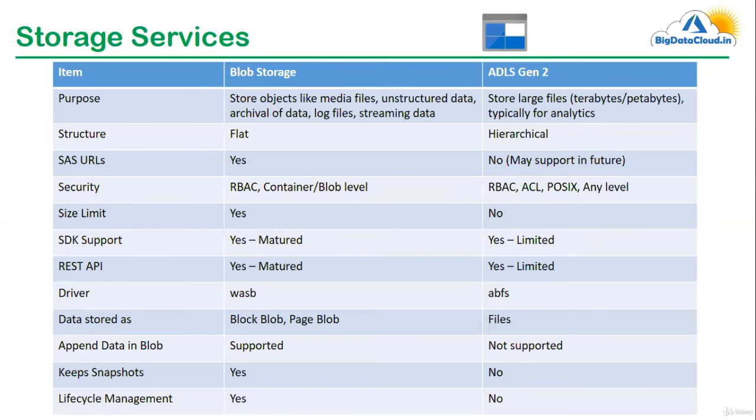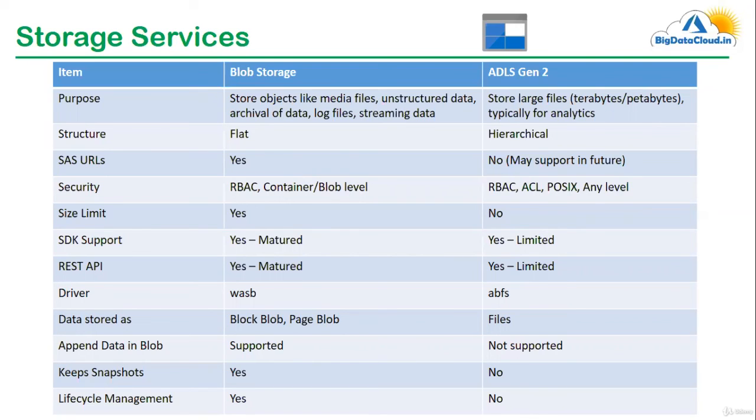Keep snapshots. Blob storage allows us to keep snapshots. There are additional settings we have to do. What I mean by snapshot is how many times we update an existing blob. Here I'm using blob as a word that is an alternative to file, you can say. So how many times we update the file, overwriting the files, it will keep all the versions of that file or blob. Even if we delete, we can recover it through a snapshot. ADLS Gen 2 does not support that.